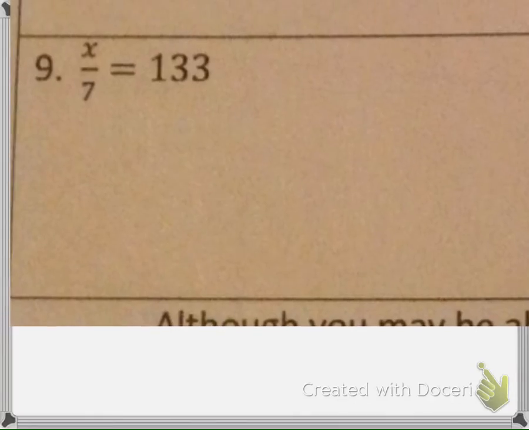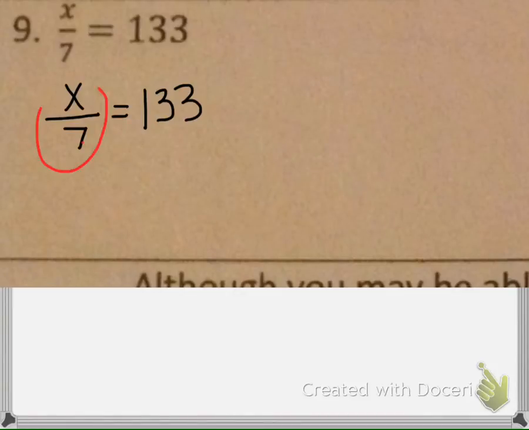Okay, on the last one, I have x divided by 7 equals 133. Okay, in this problem, again, I need to get x all by itself. In order to get x by itself, I need to get rid of the 7. Okay, well, this is division. So the inverse of division is multiplication. So in order to get rid of the divide by 7, I'm going to multiply by 7.